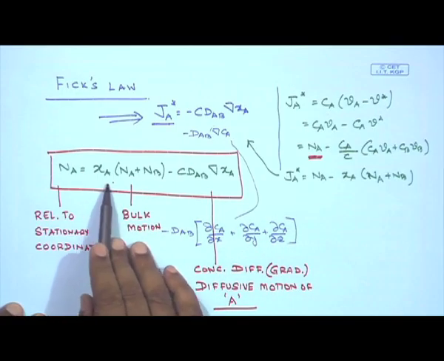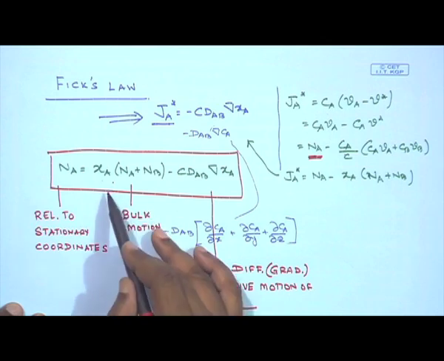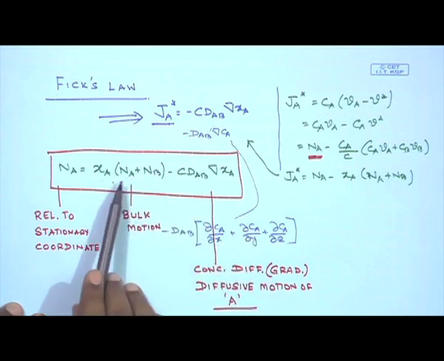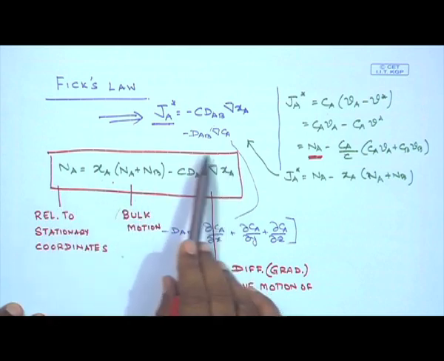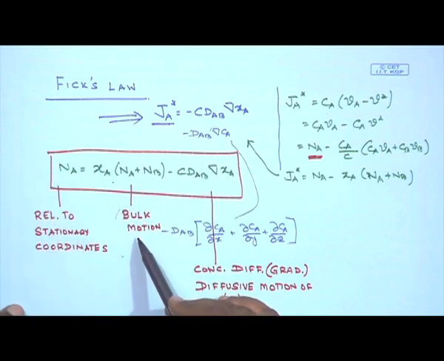So, Na is xa times Na plus Nb minus dAb del of concentration of A. First of all, it may be mentioned that it is a diffusion only process. That means there is no imposed bulk flow. So, if it is a diffusion only process, then the first term on the right hand side, which signifies bulk motion, can be dropped. That is one way of getting rid of Nb, which is the unknown that appears in this expression.